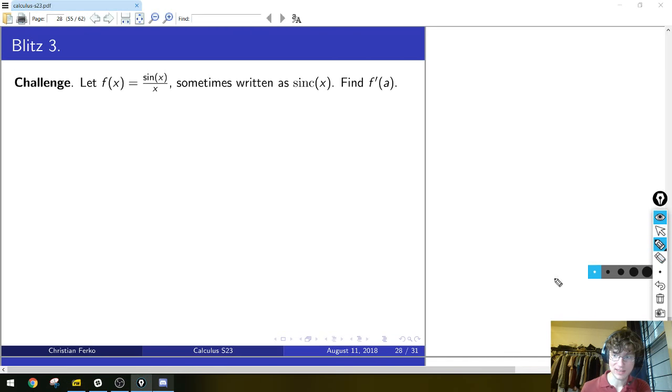Alright, back to the sinc functions. You remember this from a while ago? We looked at sine x over x as the sinc function, which is short for sinus cardinalis, this cardinal sine function, which I think is a very cute name. So we will need the quotient rule. What should I do to get the derivative of this quotient? What do I do?